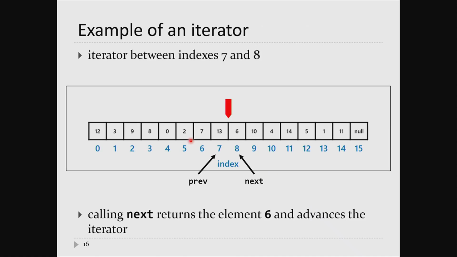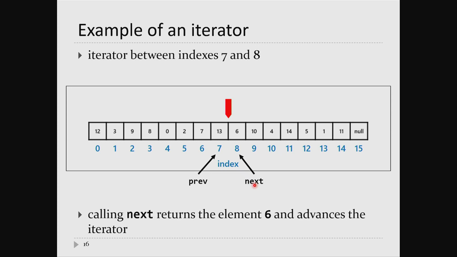So an iterator sits between elements. That red thing in the picture is my iterator. This is an iterator for a list that's between the elements at index 7 and 8. There's the element at index 7, and there's the element at index 8. The cursor sits between them, or sorry, the iterator sits between them. Now, I'm going to refer to the number 7 as previous, and the number 8 as next.